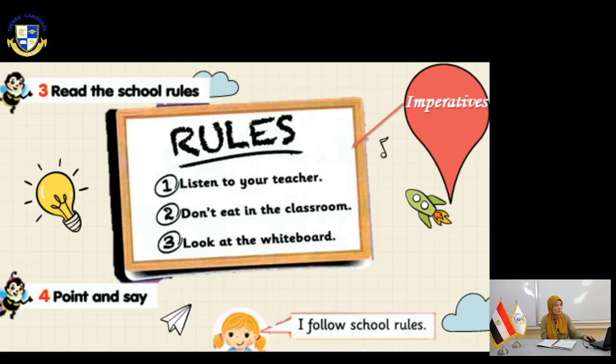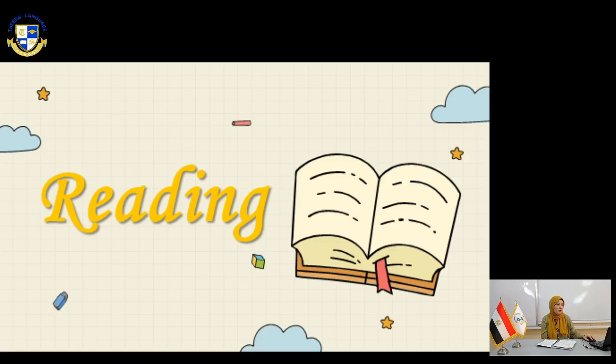On the same page, we have the school rules. Rule number 1, listen to your teacher. Don't, it's negative. Don't eat in the classroom. Look at the whiteboard. So we started the sentence with the verbs listen and look. And when it's negative, I put don't before the verb. Point and say, I follow school rules.